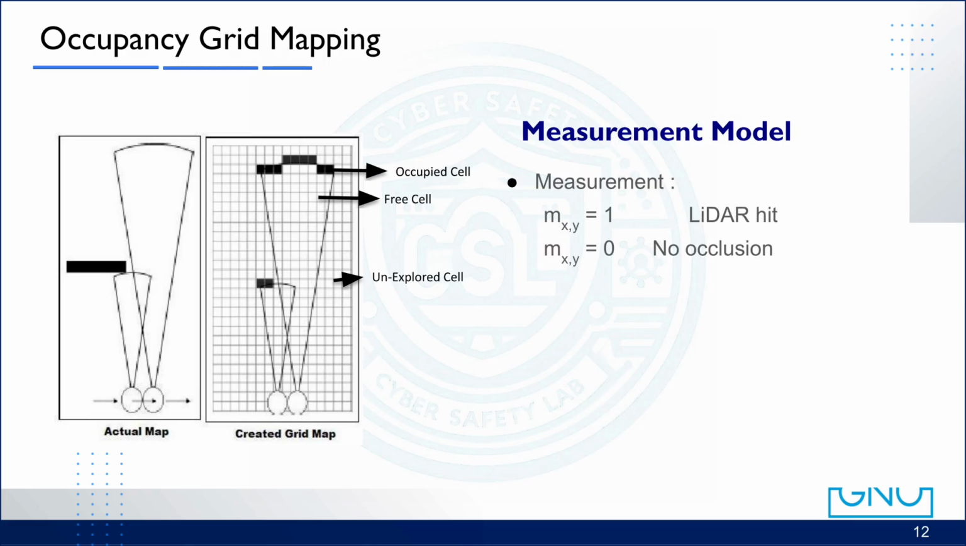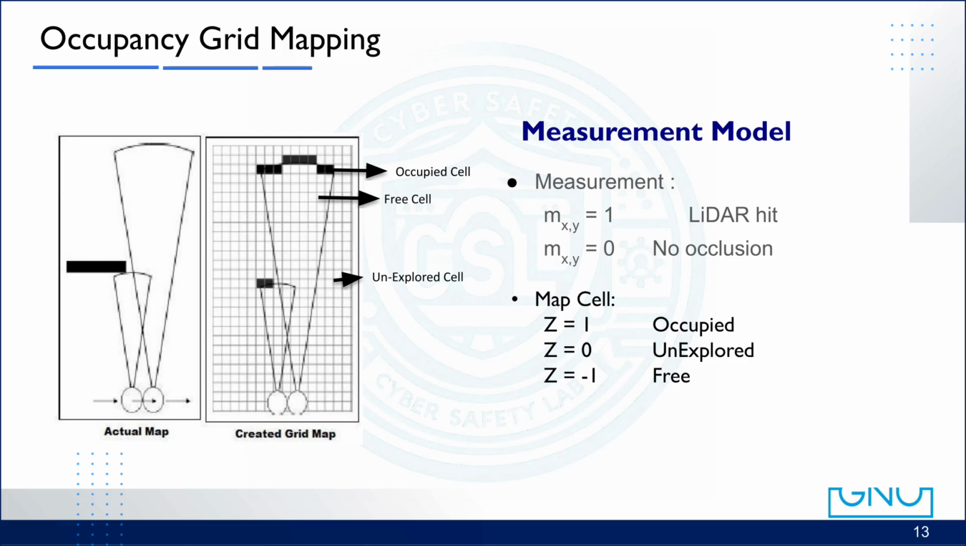To express the LiDAR data inside the grid, we encode the measurement as follows. A value of 1 indicates the endpoint of a laser ray, meaning a hit, and a value of 0 corresponds to the cells between the robot and the hit, which represent free space. This simple binary representation helps us convert each scan into meaningful updates on the occupancy grid.